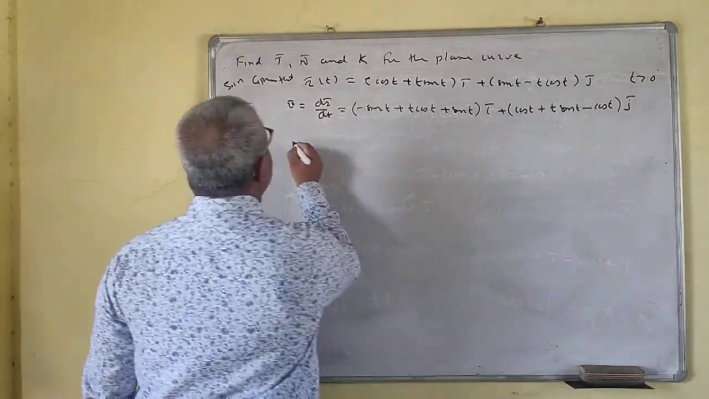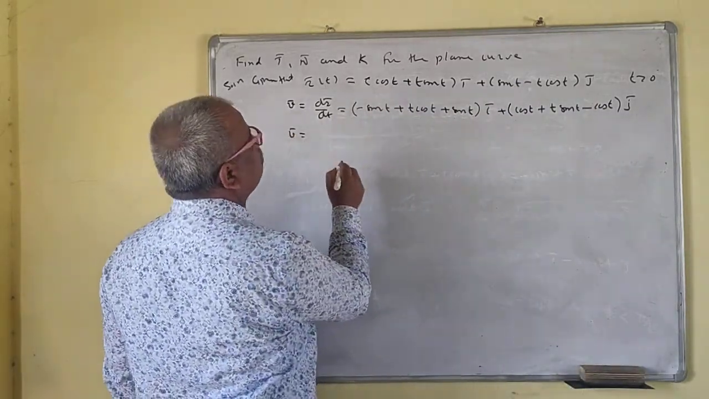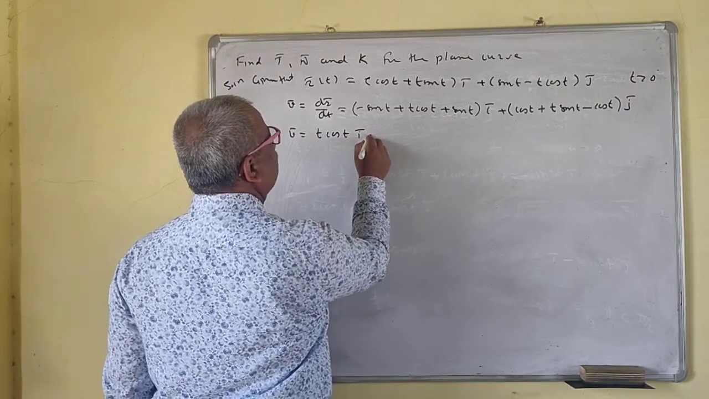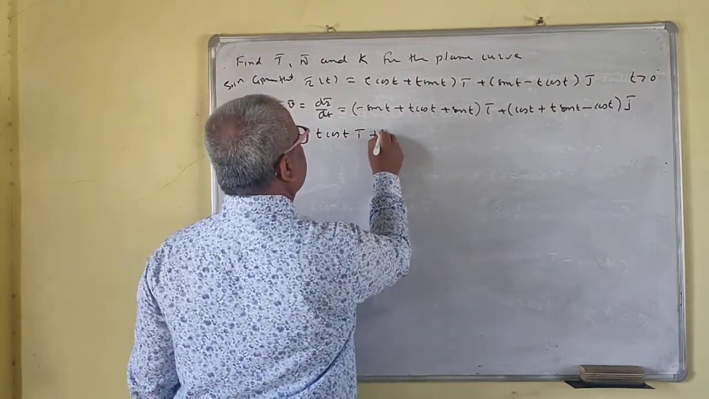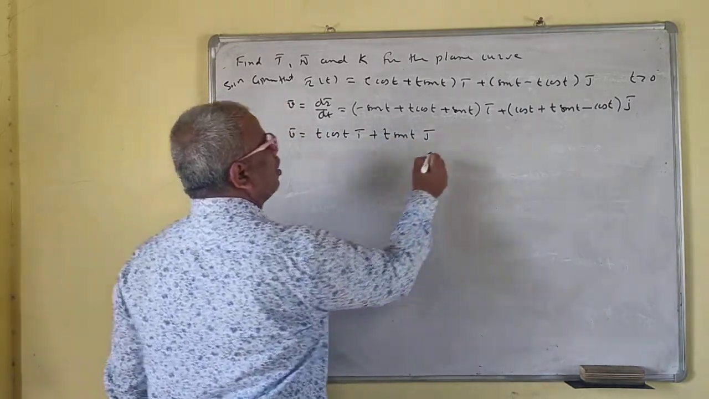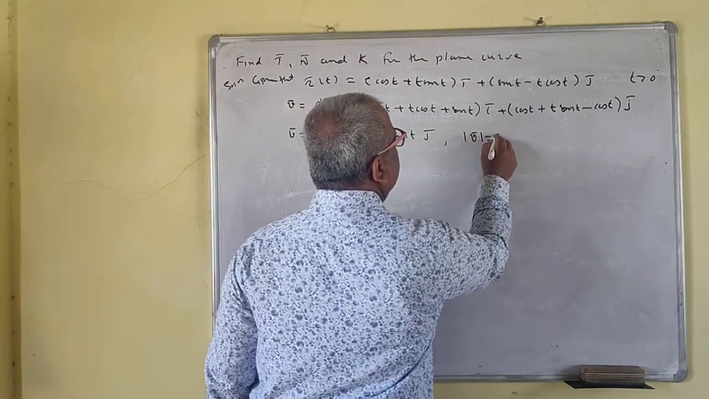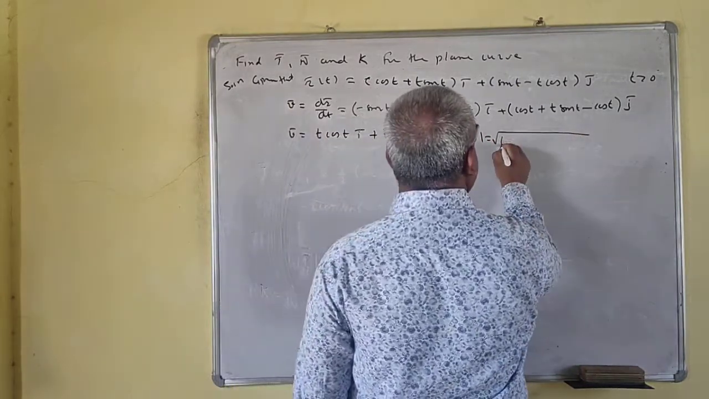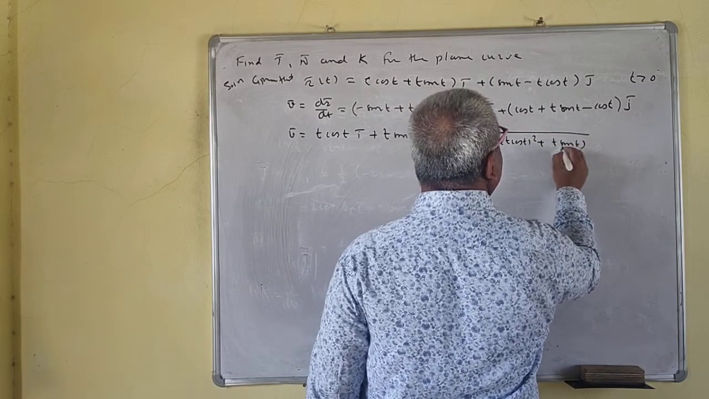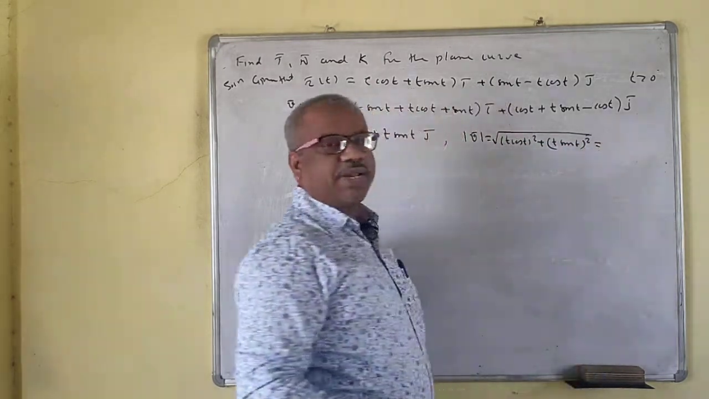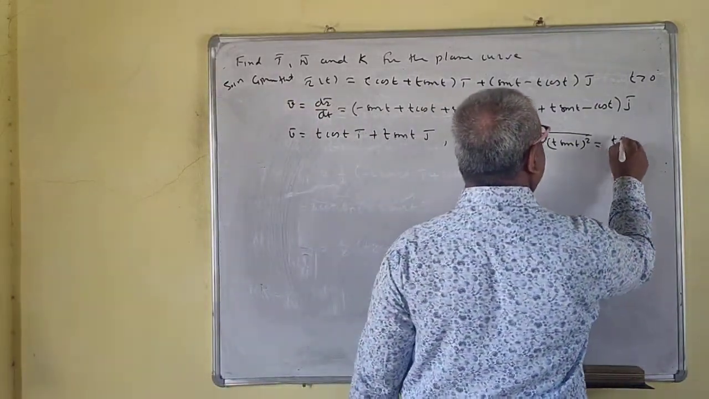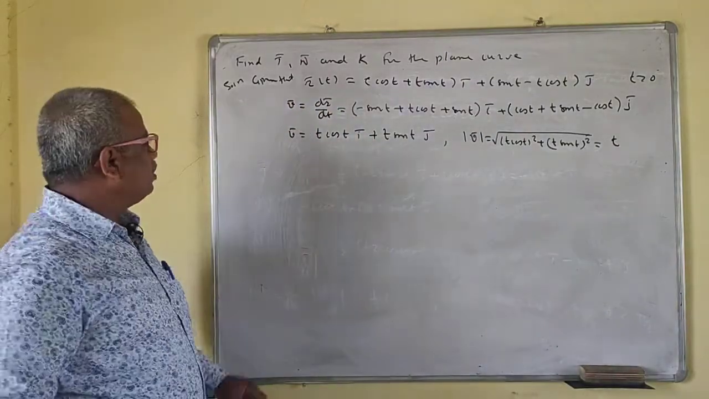Now we have to simplify this v bar. What is it? The t gets cancelled. So this is t cos t i bar plus t sin t j bar. Now we'll find mod of v bar. So root of (t cos t) square plus (t sin t) square. So t square gets common: cos square t plus sin square t. So t square means this is t. So your mod of v bar is t.